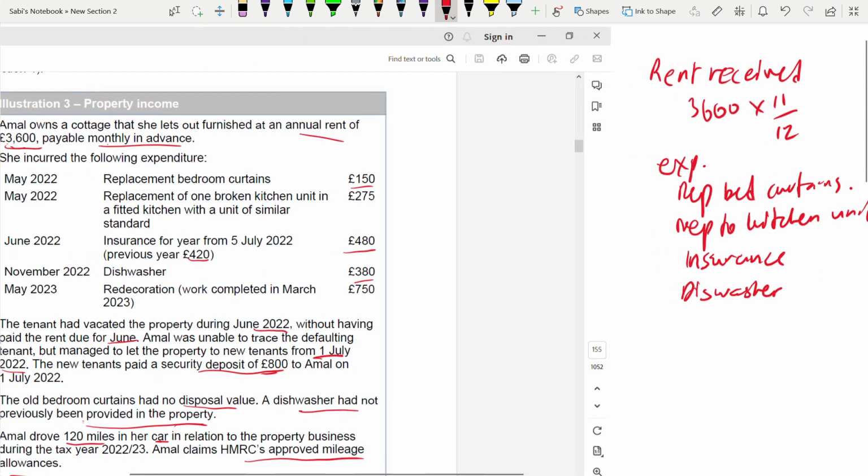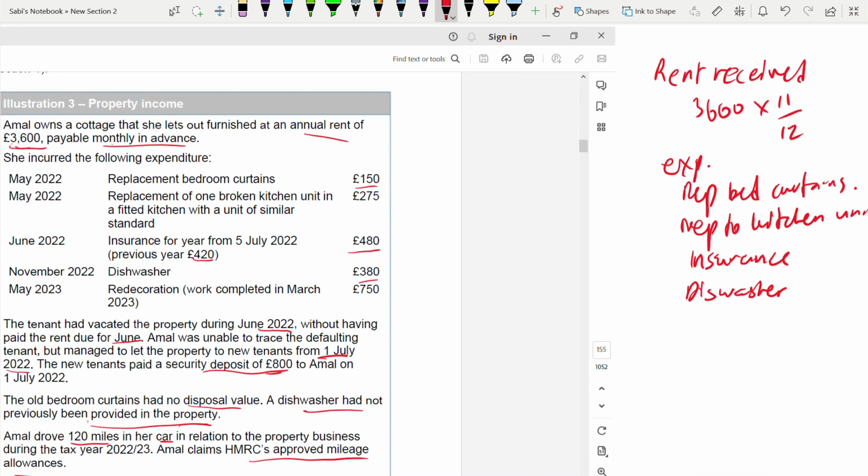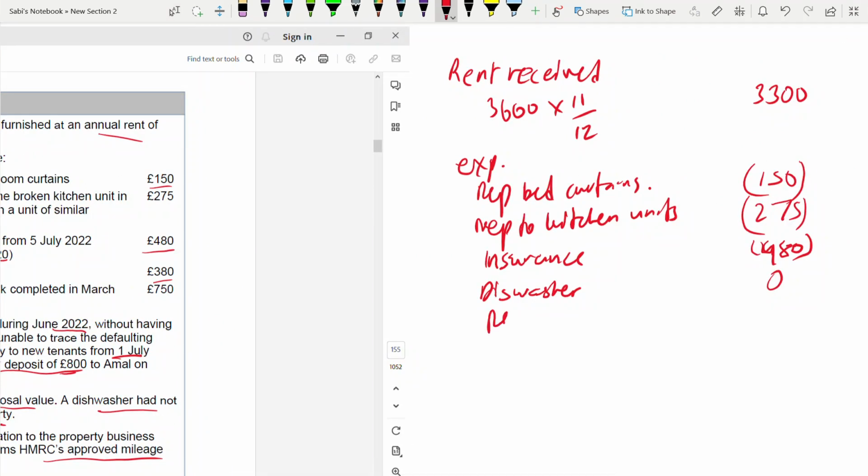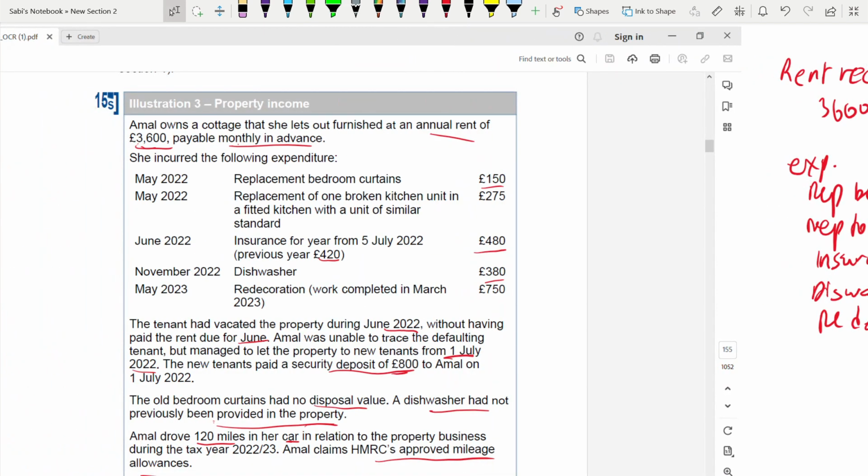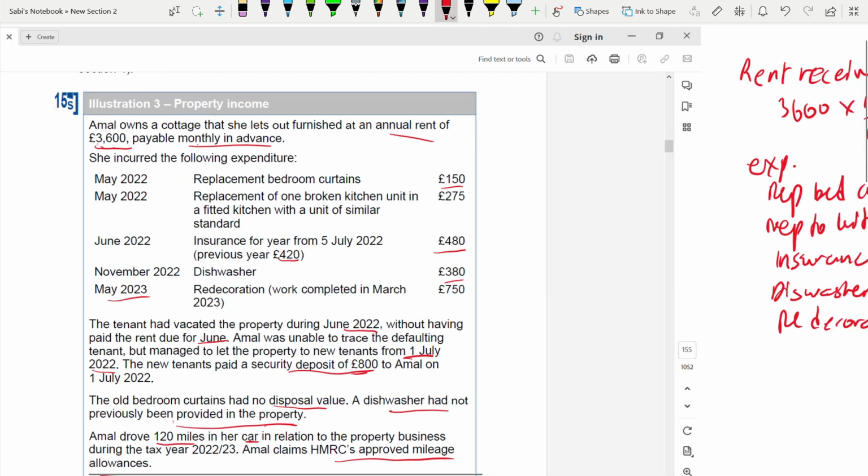Then, what's next? Redecoration. What about redecoration? When did you pay? See, May 2023. Can you claim this year? You can't. It doesn't fall in this tax year. It falls in the next tax year. So this is zero.